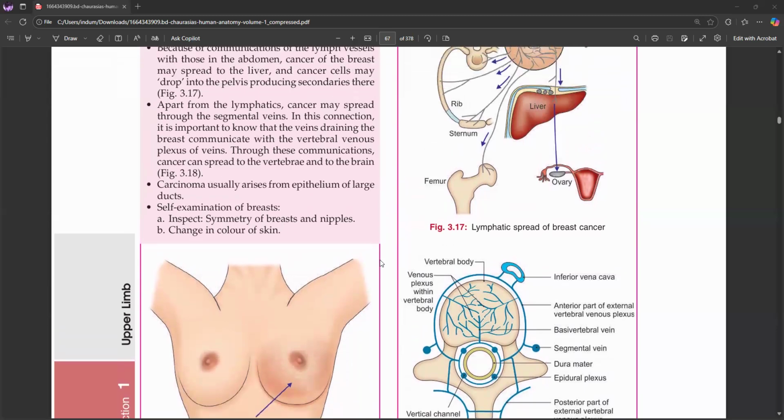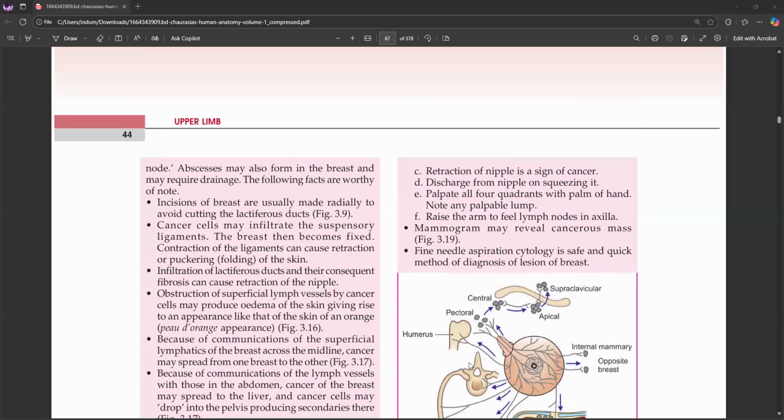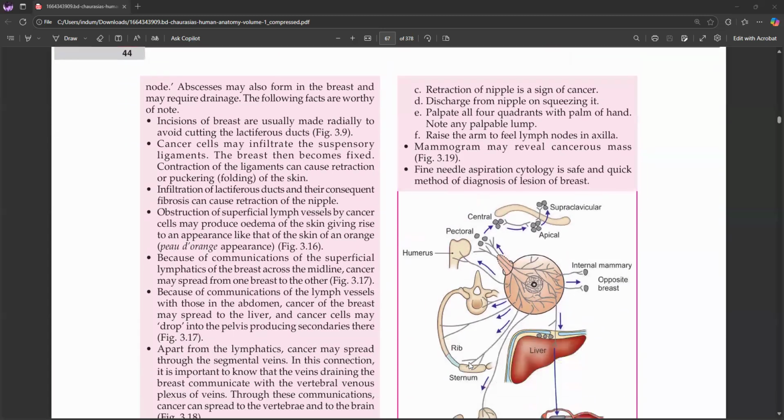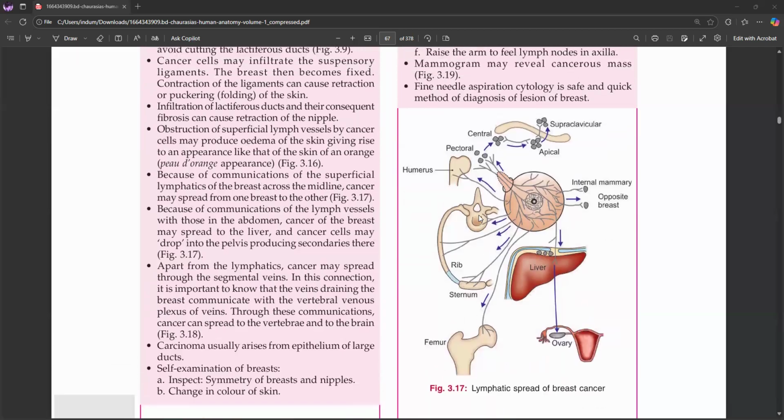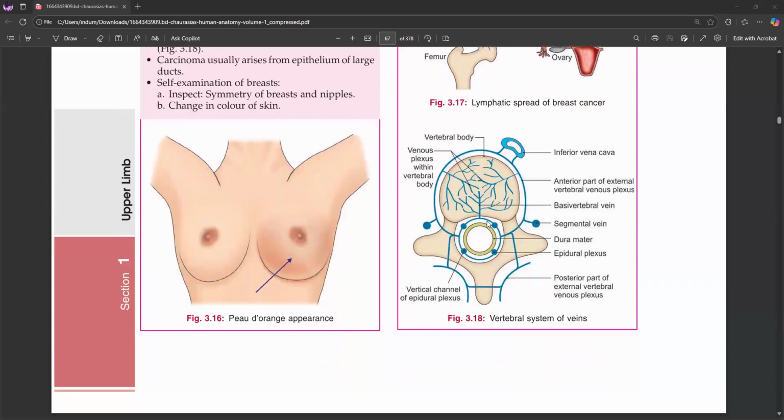Self-examination of breasts. Inspect symmetry of breasts and nipples, change in color of skin. Retraction of nipple is a sign of cancer. Discharge from nipple on squeezing it. Palpate all four quadrants with the palm of hand. Note any palpable lump. Raise the arm to feel lymph nodes in axilla. Mammogram may reveal cancerous mass. Figure 3.19. Fine needle aspiration cytology is safe and quick method of diagnosis of lesion of breast.